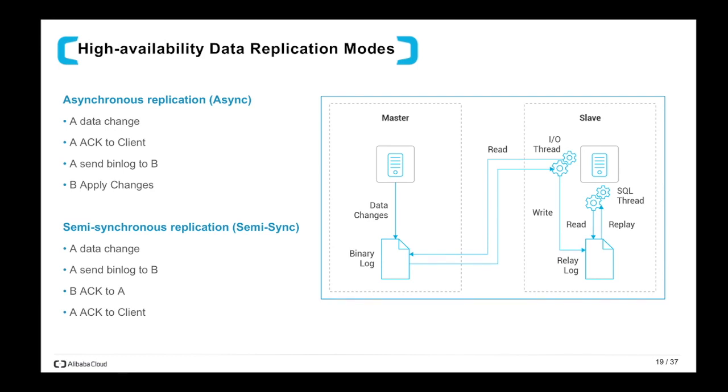So you can see the difference is that in the async mode, the master node doesn't care whether the slave node receives the bin log or whether it has already applied it. In semi-sync mode, the master node needs to confirm the slave node already received the bin log, and then it will respond to the application, to the client side. So that is the difference.